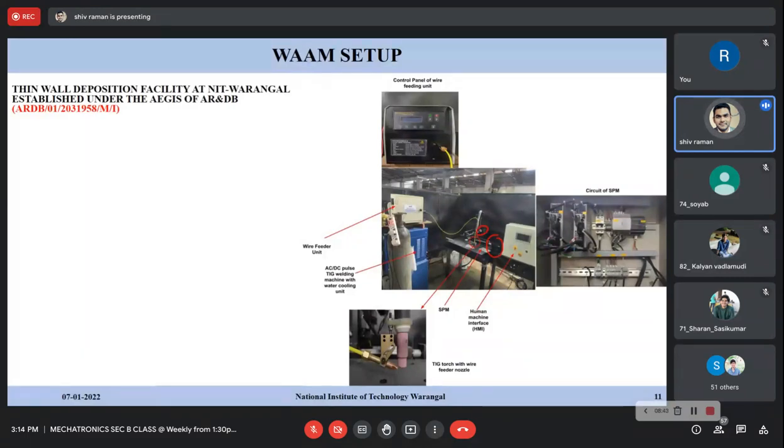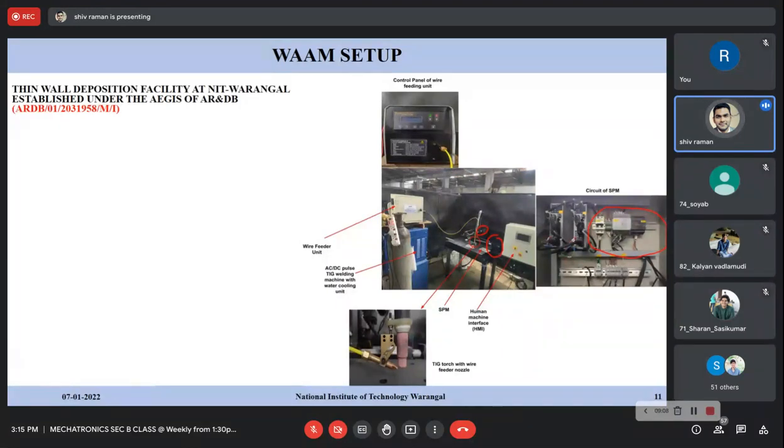So these are two servo motors, and apart from that, we have a positioning system, and this is a human machine interface which is controlled by a PLC system. Okay, so I will explain this setup in more detail. This setup we have developed for automatic welding. During your workshop lab, you might have gone through this.